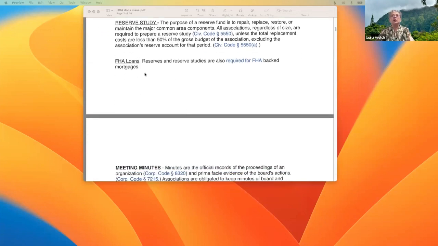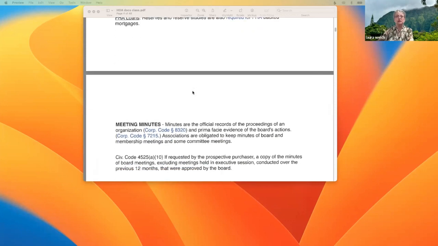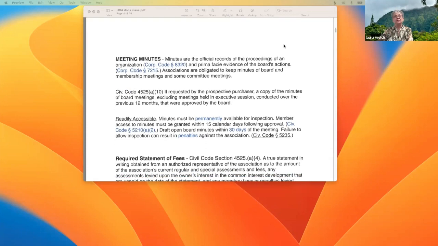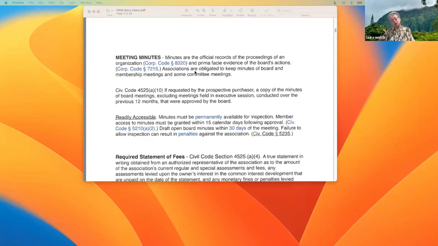Okay, FHA loans. If you don't have a reserve study, you're not going to be able to get an FHA loan. They require it, and I believe the VA also requires that. Meeting minutes, and this is really important because this is a lot of times where you're going to find all the dirt.